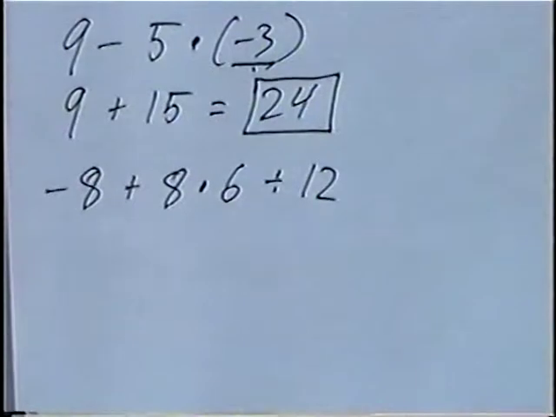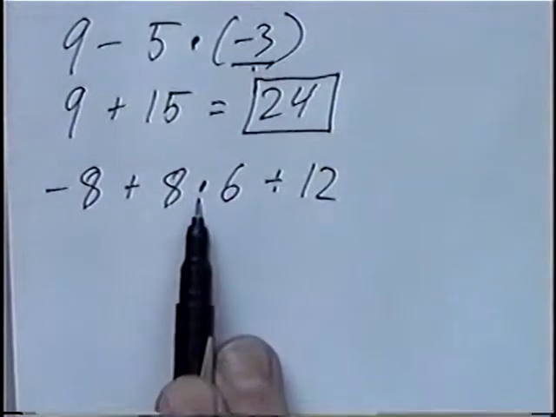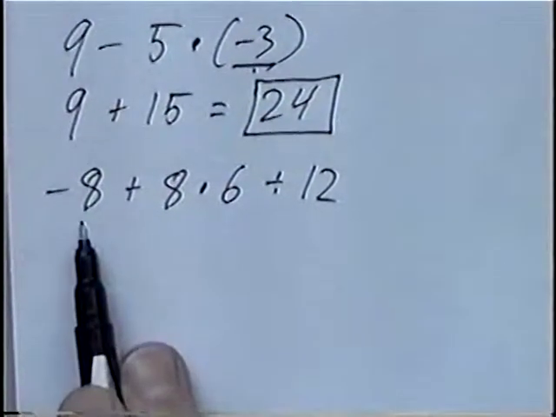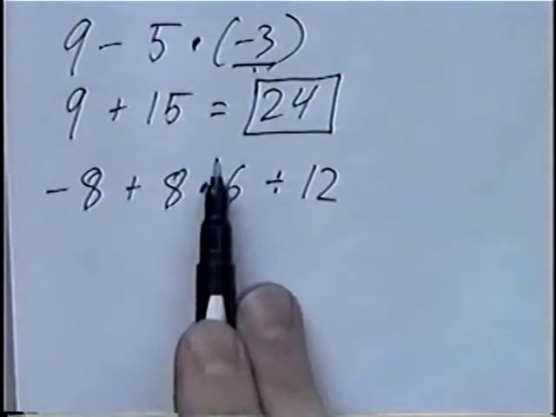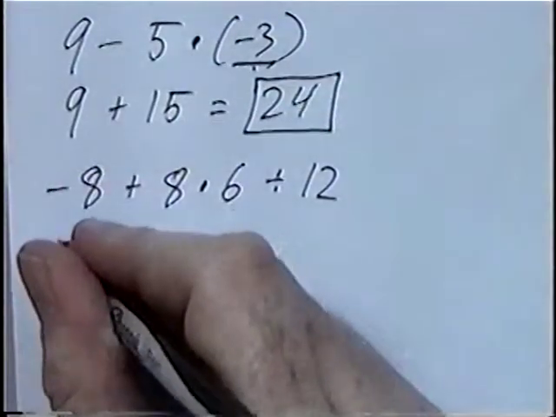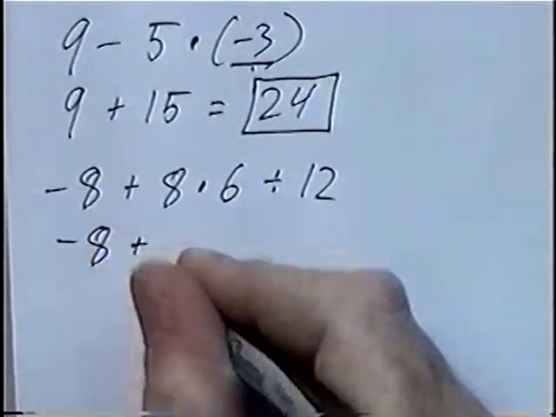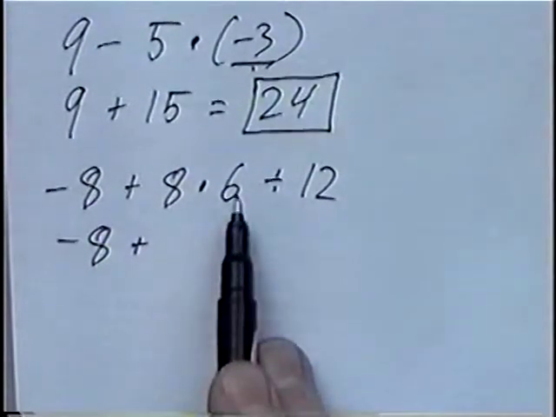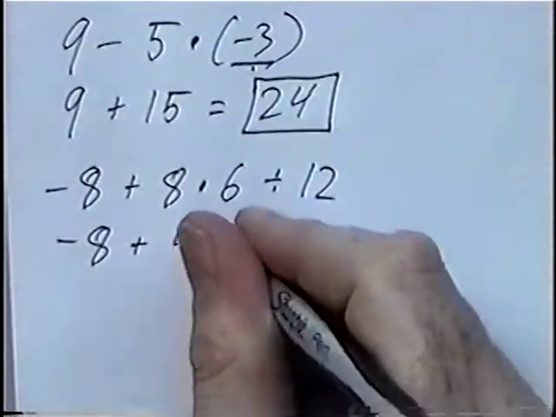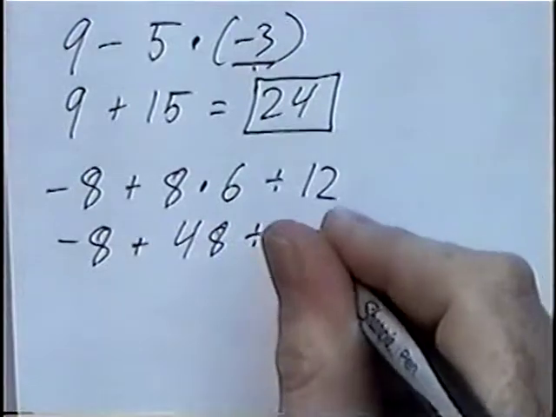There's also no exponents. Next, in PEMDAS, we have multiplication and division. In this question, we have multiplication and we have division. Keep in mind you go from left to right solving those. So we'll do multiplication first, followed by division second. Negative 8 would stay the same. 8 times 6 would be 48 divided by 12.